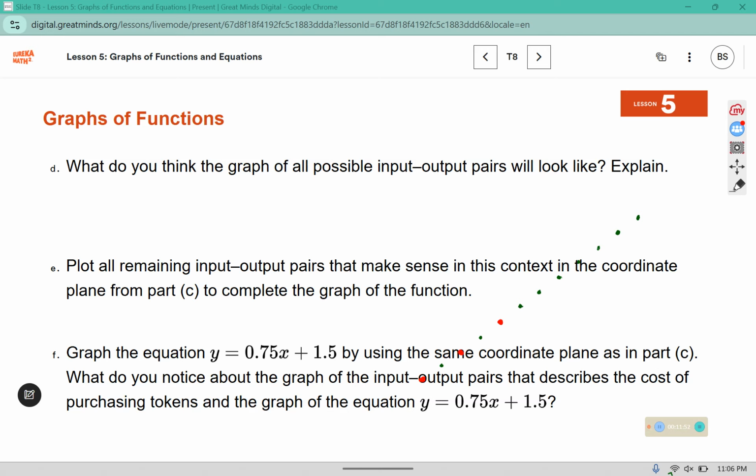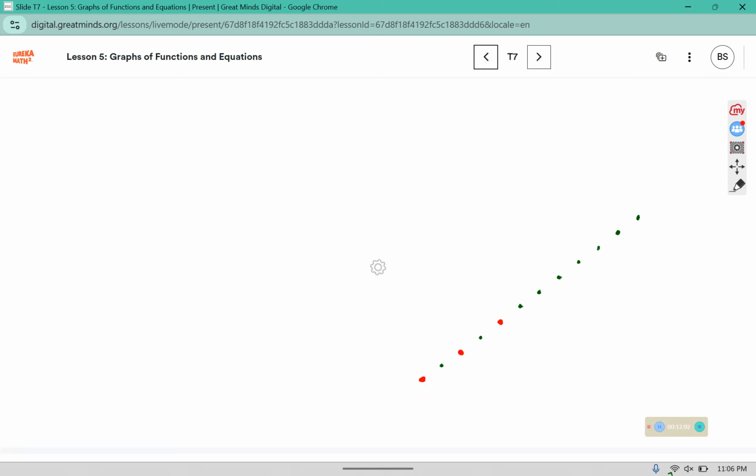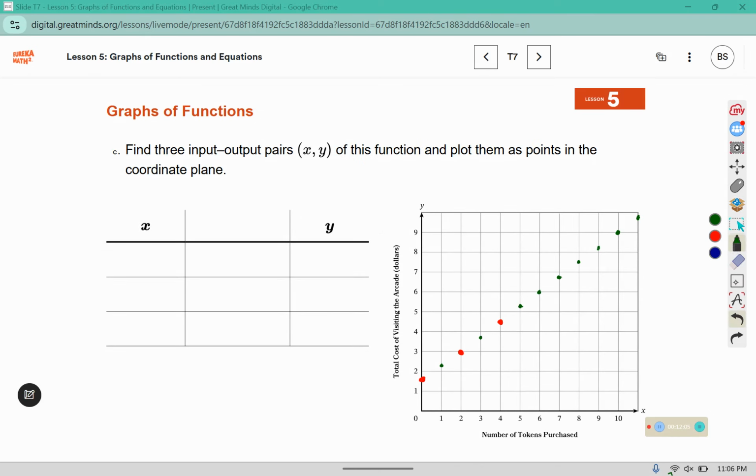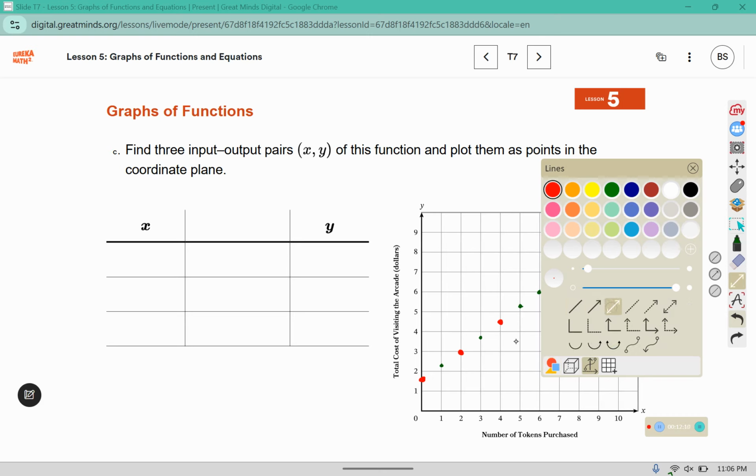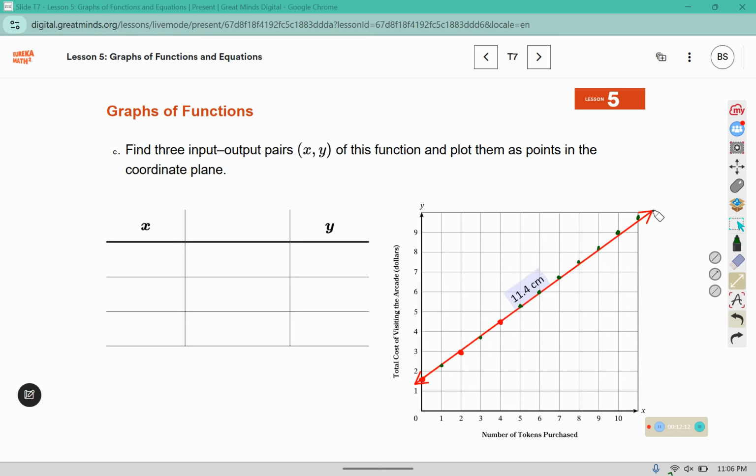Then it says in F to graph the equation by using the same coordinate plane in part C. What do you notice about the graph? So this has a y-intercept of 1.5 and a slope of 0.75. This one extends beyond just the first quadrant, and it goes through all the input-output pairs. But the equation of the line also crosses through partial tokens.